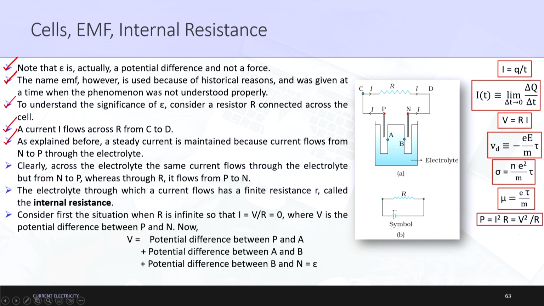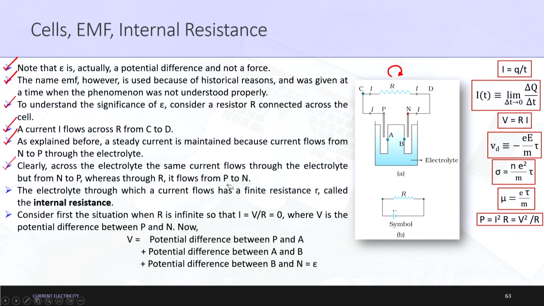Clearly, through the electrolyte the current flows from N to P, whereas through R it flows from P to N. So, please try to understand the direction here. For the resistor, the direction is like this, or it can be said to be clockwise. Similarly, through the electrolyte from N to P the direction is anti-clockwise. As you can see, it is from N to P in this direction, but through resistor R it is from P to N.